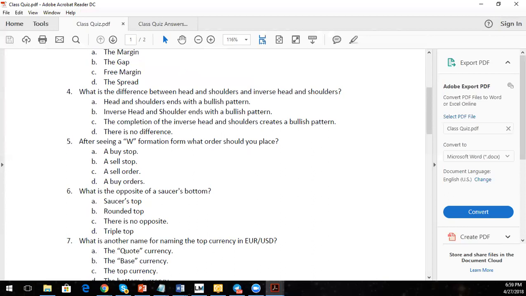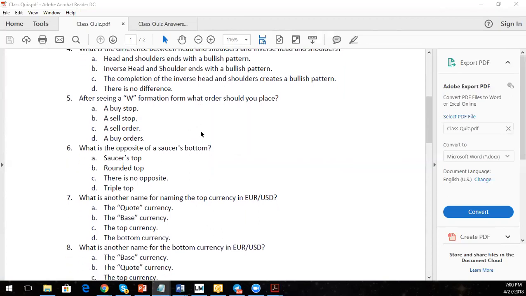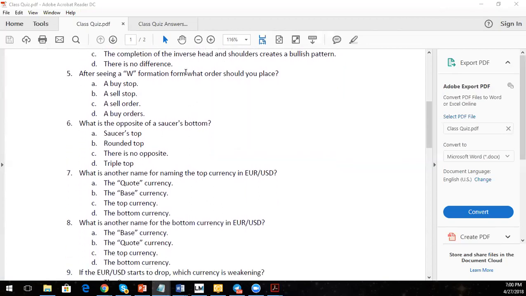Okay. All right, so if you chose either B or C, you guys are correct, okay? So usually I know some exams kind of add two of the same question, but if you chose either B or C, you guys are correct. After seeing the W formation form, what order should you place? Is it A, a buy stop, B, a sell stop, C, a sell order, or D, a buy order?